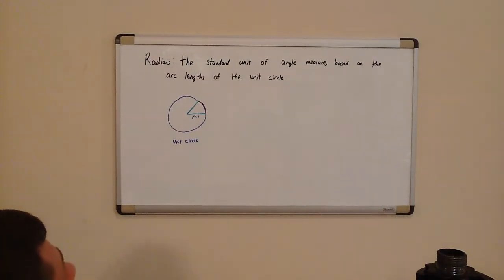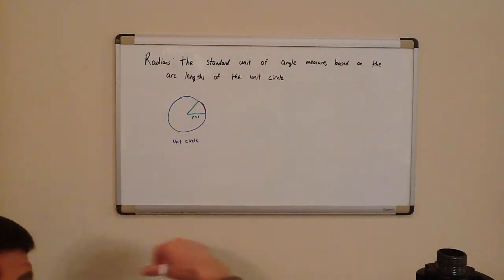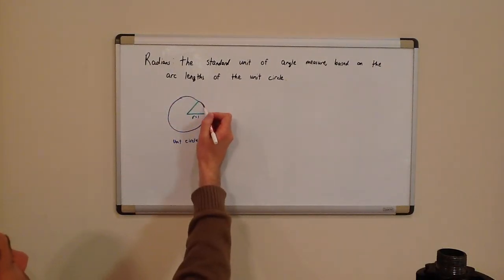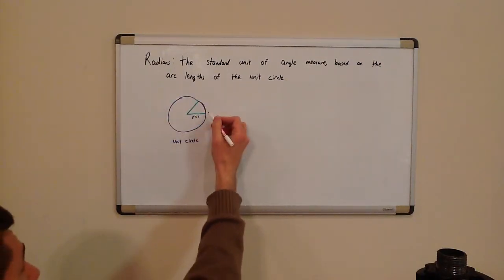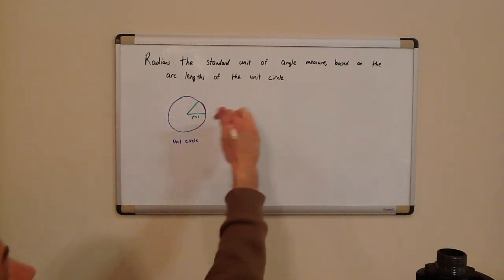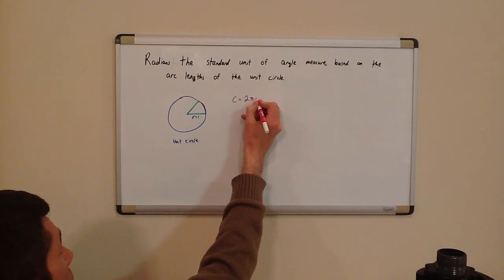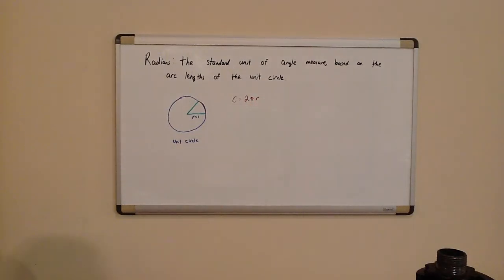So, the entire circle, all the way around, is going to be the length all the way around the circle. Well, the distance all the way around the circle is given by this formula right here. I hope that looks familiar. That's circumference.